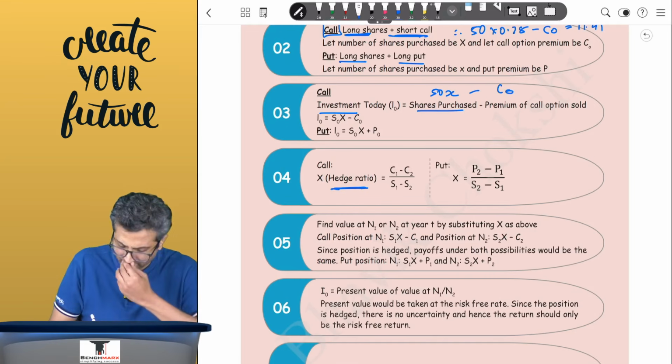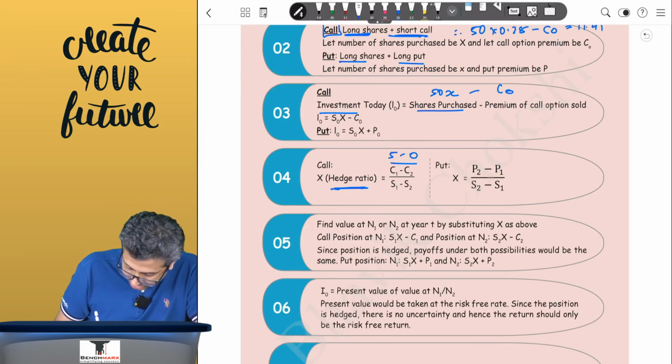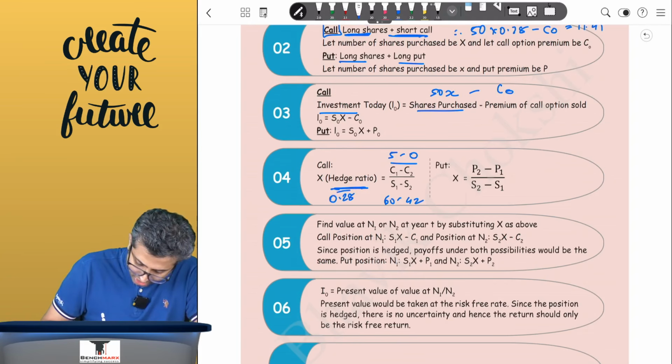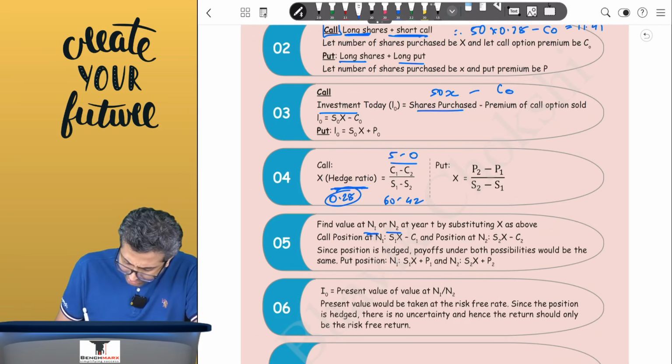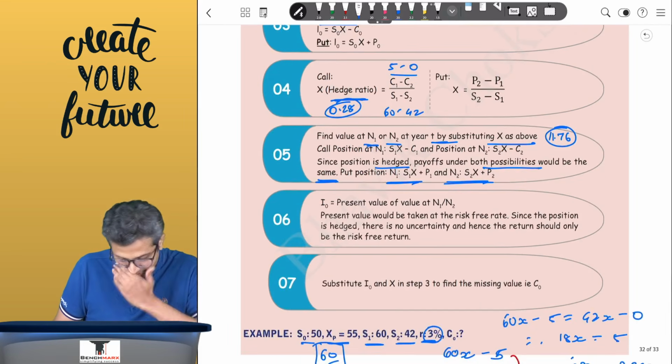This is basically you can directly do the working. The institute has not done it, but you can directly do it as well, like the C1 minus C0, that is 5 minus 0 upon 60 minus 42. So this is 5 divided by 18. If you do, you get this same 0.28 as a shortcut. You find value of N1 and N2 by substituting X as above. So you found this as 11.76. Either way you do it, since the position is hedged, payoff under both possibilities would be the same, and hence both of these will give you the exact same values.